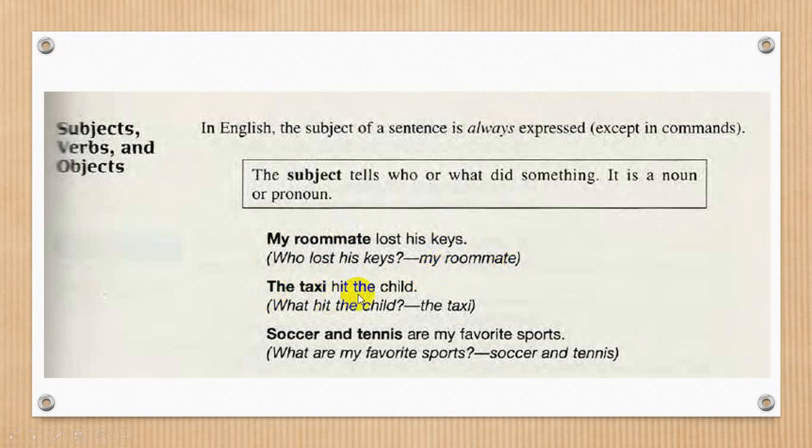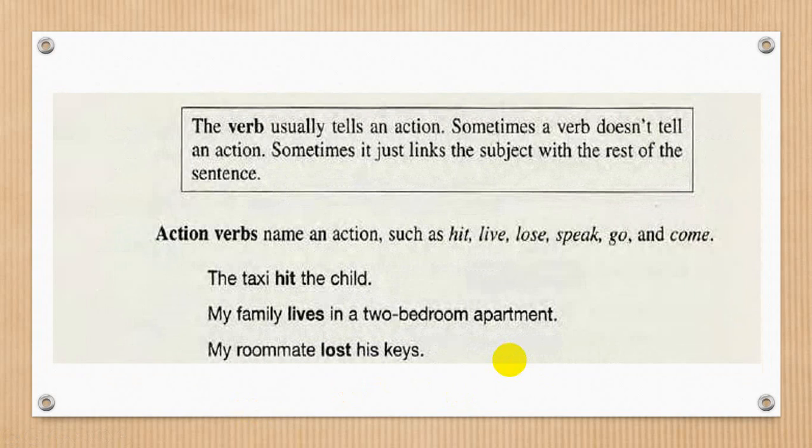Okay, the taxi hit the child. The taxi, هنا الفاعل, هي التاكسي, hit the child, ضربت الطفل. إذا أريد نسأل what hit the child, سأل عن التاكسي نفسها, فالتاكسي هي سيارة مو إنسان, فنستخدم what hit the child, الجواب يكون the taxi. Soccer and tennis, soccer كرة قدم, are my favorite sports, are الفعل و my favorite sports تكملة. زين يجي سؤال what are my favorite sports. الفاعل راح يكون soccer and tennis, لاحظوا أكثر من فاعل هنا وياهن conjunction and.